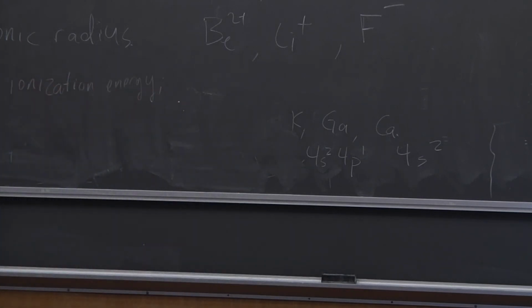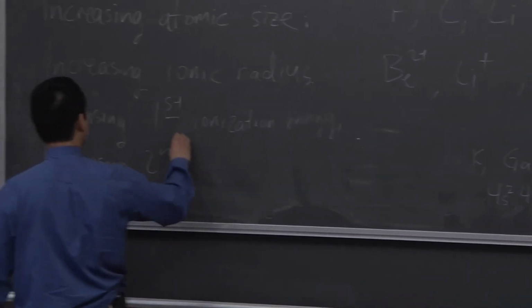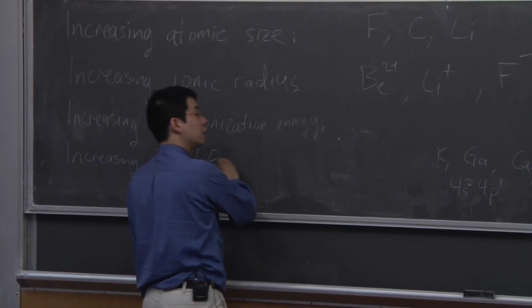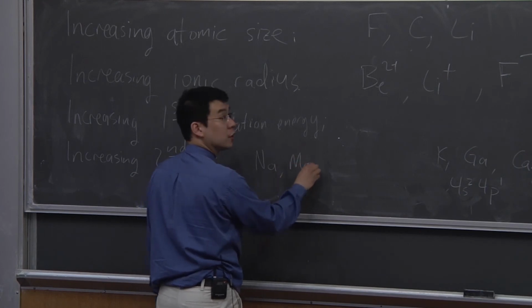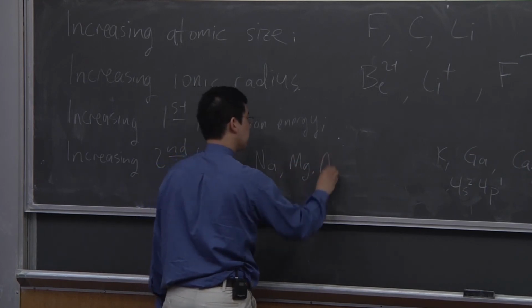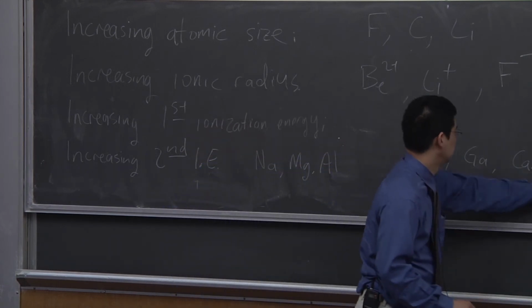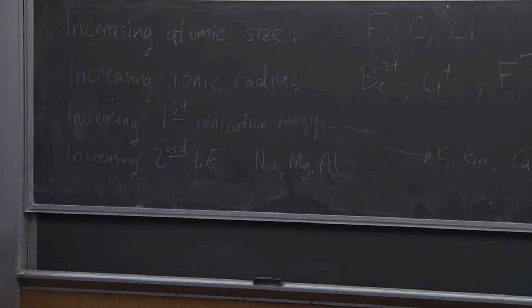Let's say increasing second ionization energy. And let's look at sodium, magnesium, and aluminum. So that's this. Remember, this is the second ionization, so the energy to take away 2 electrons, or the second electron.